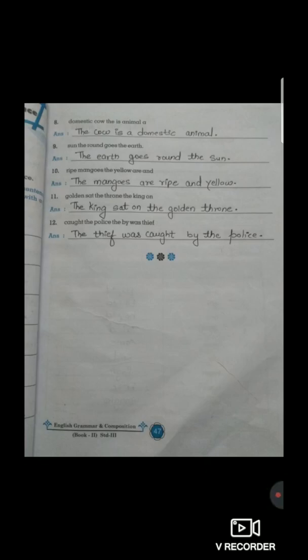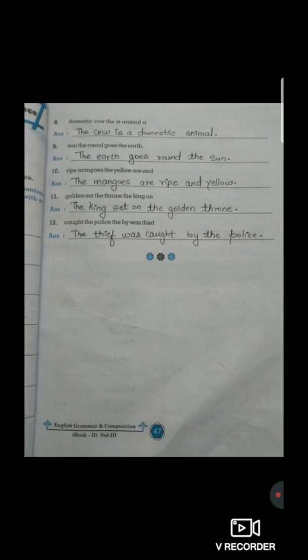Caught the police, the boy was thief. So students, the words are not in a proper order. So it doesn't form a sentence. In the answer, we have to put all the words in a particular order to form a sentence. So the answer will be, the thief was caught by the police. In the end of the sentence, we have to put a full stop. And the very first letter T should be written in a capital letter.